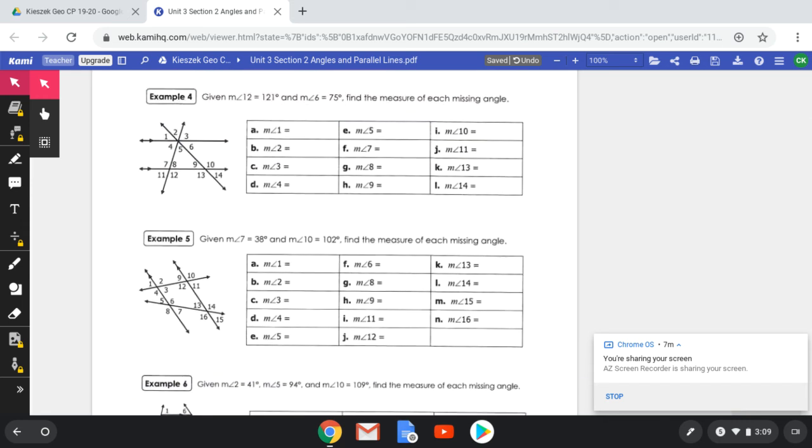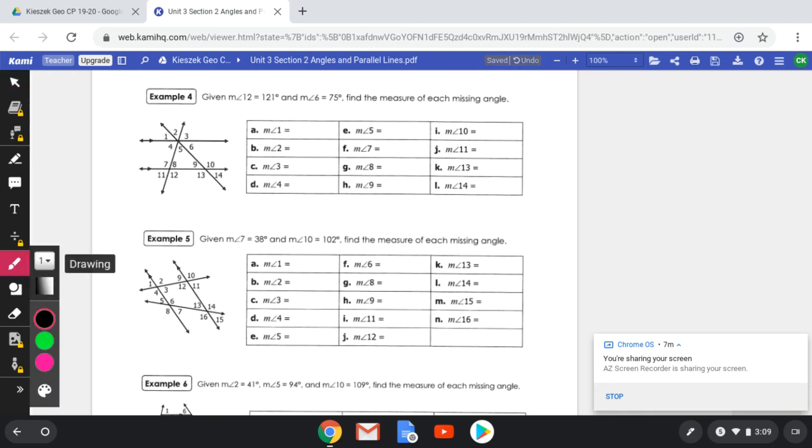Okay. So with example 4, we've got a whole bunch of lines crossing here. But notice only these two lines right here are parallel because of how it's being marked. So therefore, the other two lines are my transversals. In this case, they gave you that, make sure I label it correctly this time, angle 12 is 121, angle 6 is 75, and now find the rest.